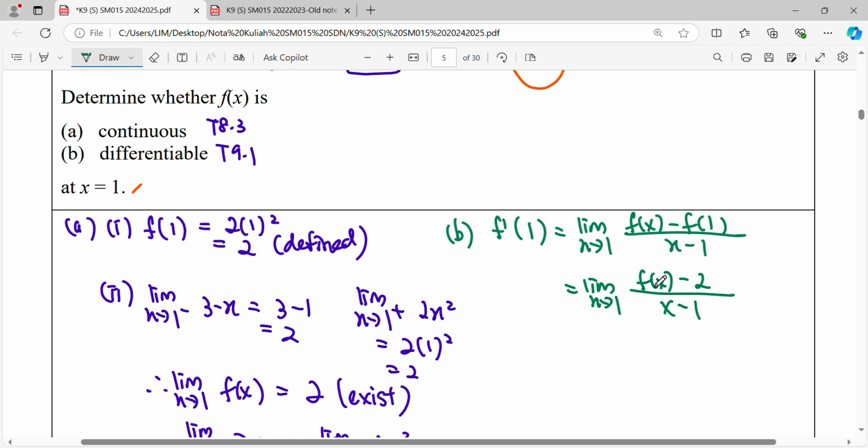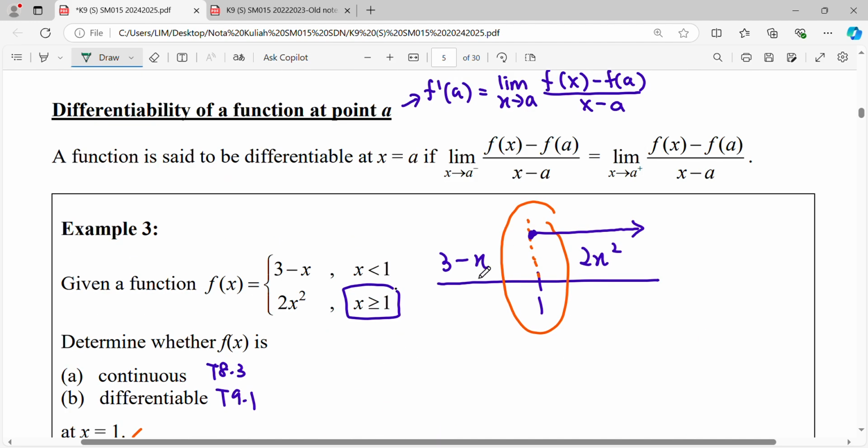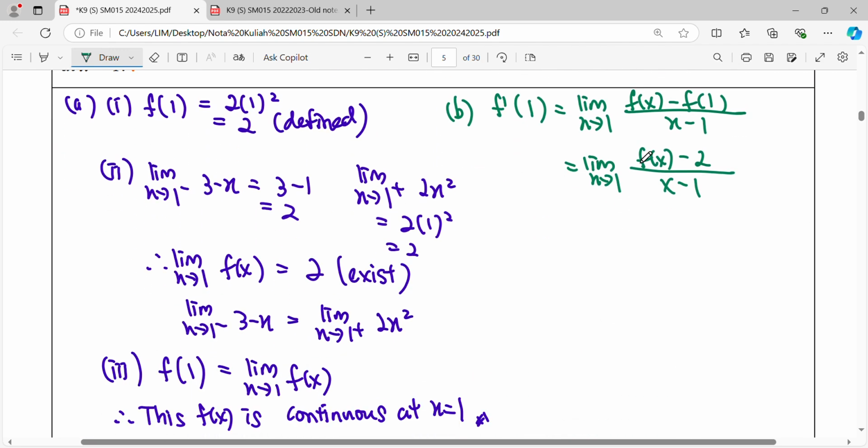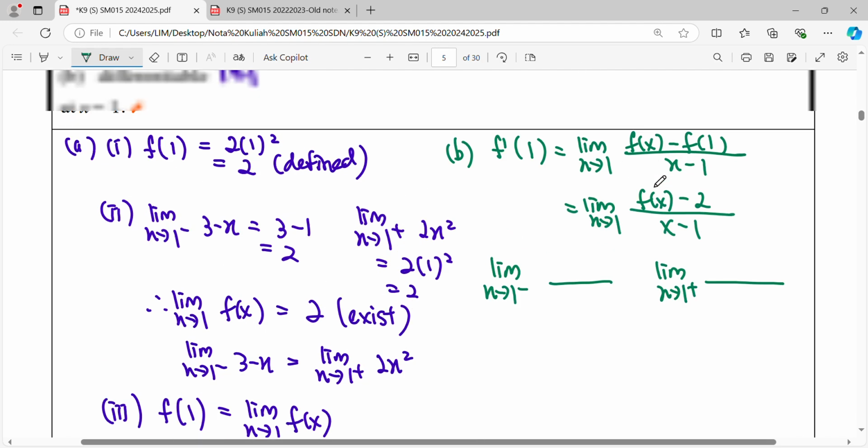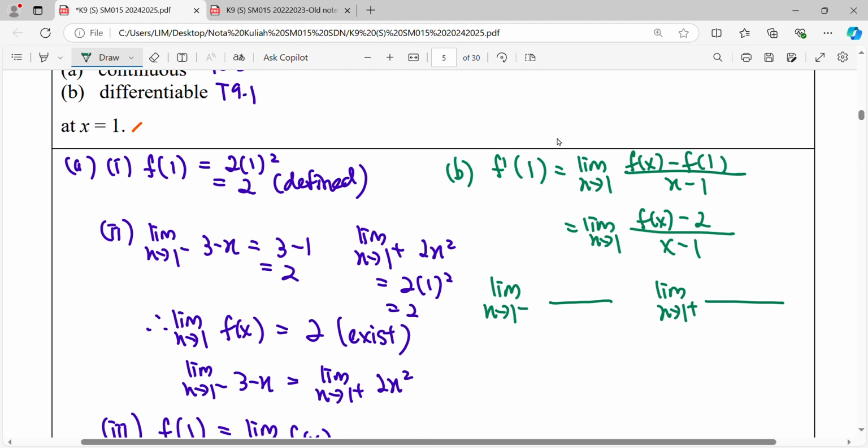So for the function part, now we want to substitute. Left hand side and right hand side have different functions, so we need to do the limit from the left and the limit from the right, because the function is different. Left hand side, the function is 3 minus x, minus the point 2, over x minus 1.